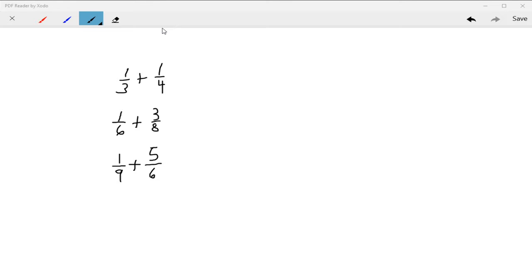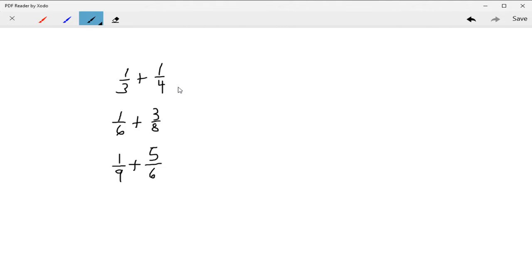Today we are going to discuss what is meant by the least common denominator. That is a term that was used a lot when I was a kid, and it is a concept that's important for adding fractions.